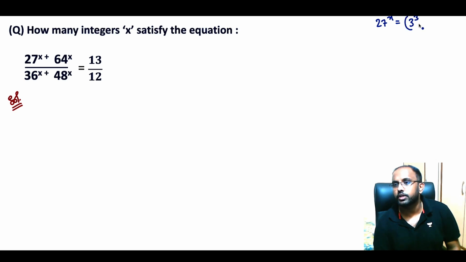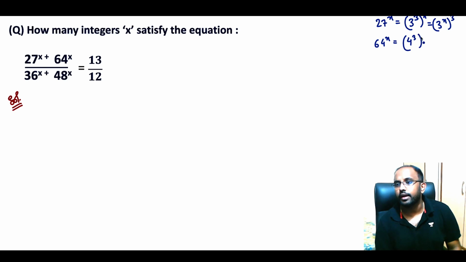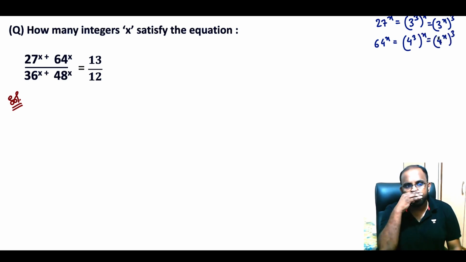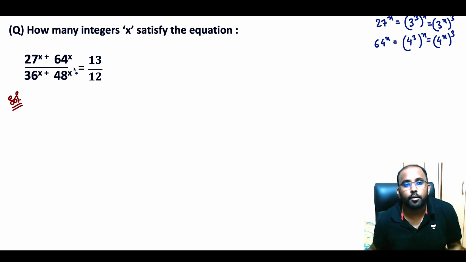3 cube raised to x, right? Then I can write it like 3x whole cube. Okay, so it's just power in multiplication, right? So I can write 3 into x or x into 3, doesn't matter. Similarly, 64 raised to x, I can write like 4 cube raised to x, that is equal to 4 raised to x cube, right? And I can observe that 36 also is a multiplication of some powers of 3 and 4, and 48 also is a multiplication of some powers of 3 and 4.